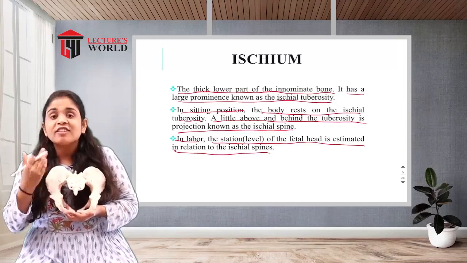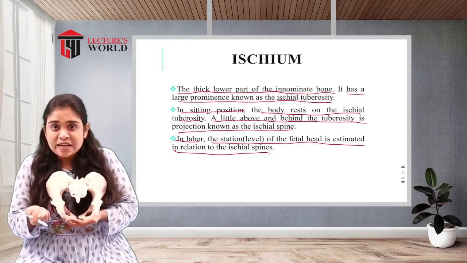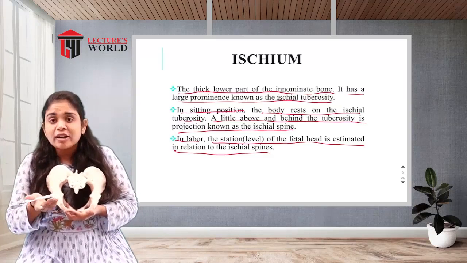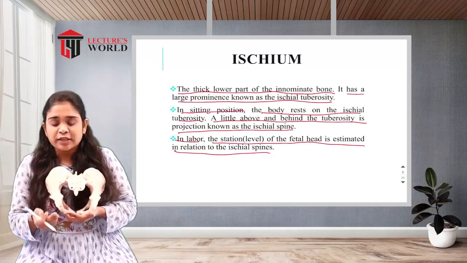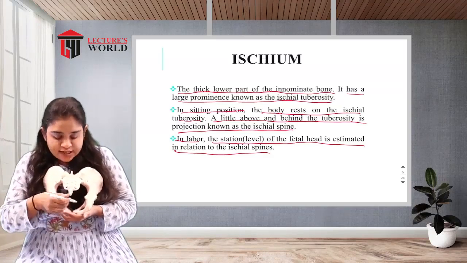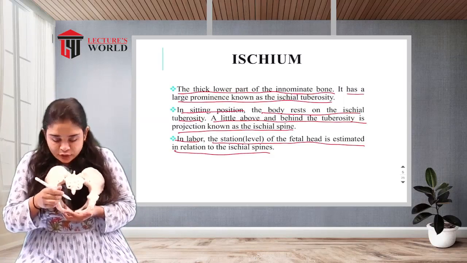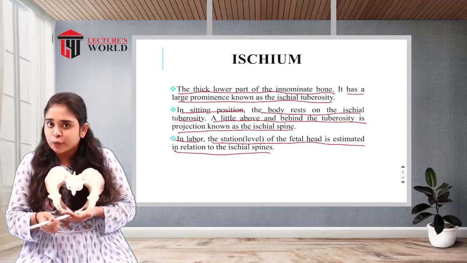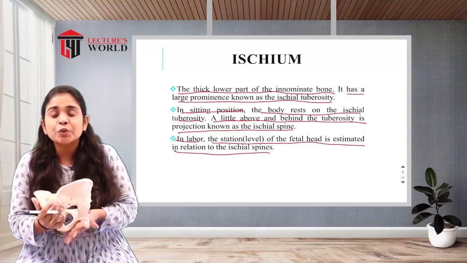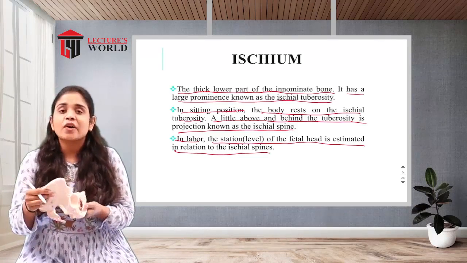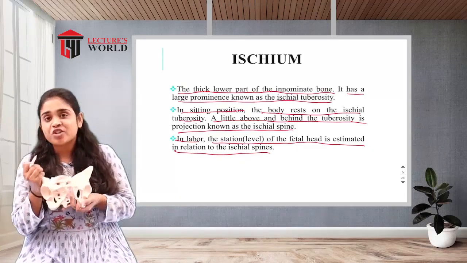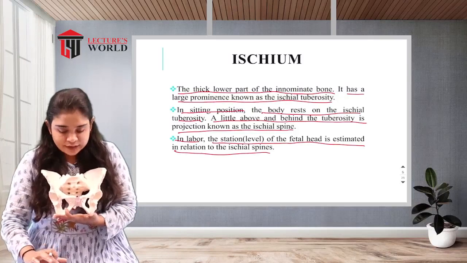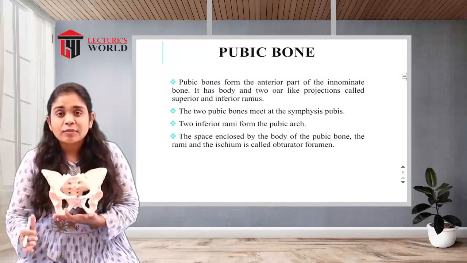But when a true labor pain is there and good uterine contraction is there, the descent of the head will happen. The ischial spine we have considered as 0, right? If it is down, then +1, +2, +3 and +4. By that you can know the station of the head in relation to the ischial spine. That will help for the station of the head. So we have talked about the ischium bone.